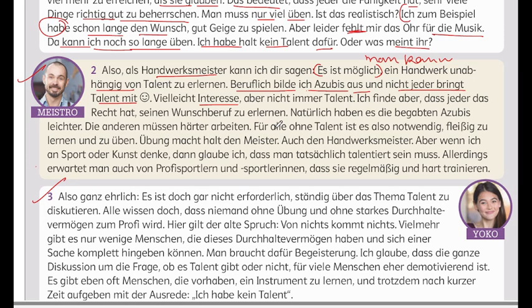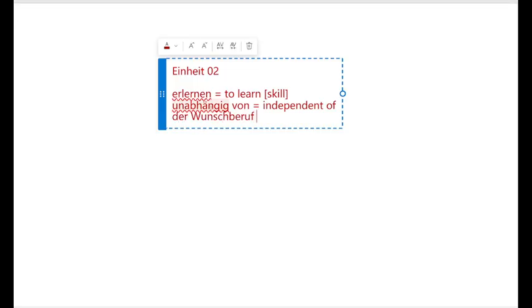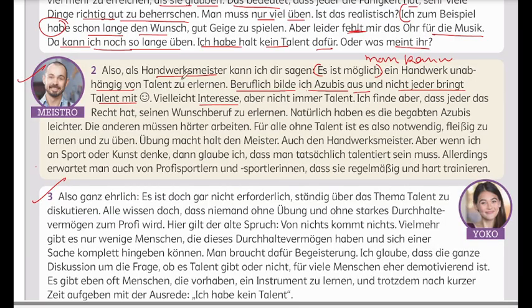Okay, so we can also say dass jeder, we can use dürfen here, das Recht hat, seinen Wunschberuf zu erlernen. Wunschberuf is a kind of desired job. Natürlich haben es die begabten Azubis leichter, so it obviously becomes easier for those who are already gifted. Die anderen müssen härter arbeiten. For the others, it is harder to work.